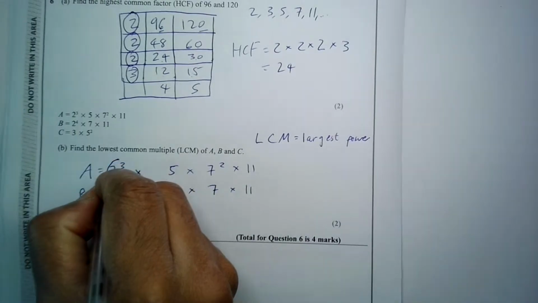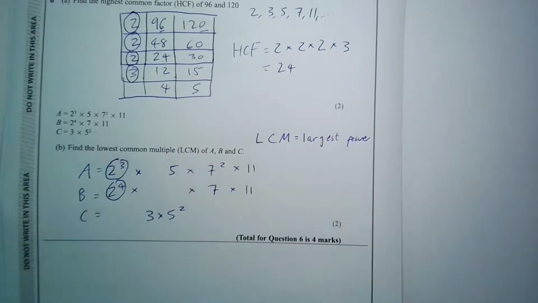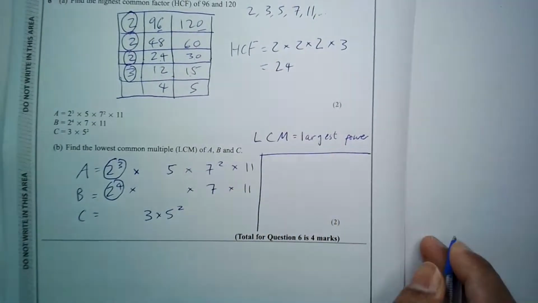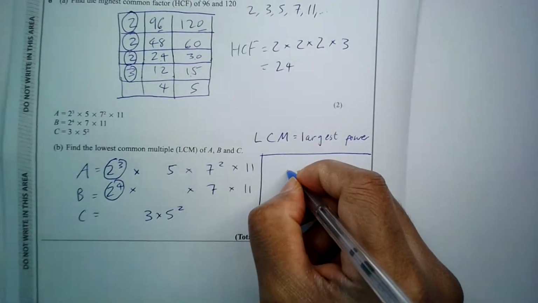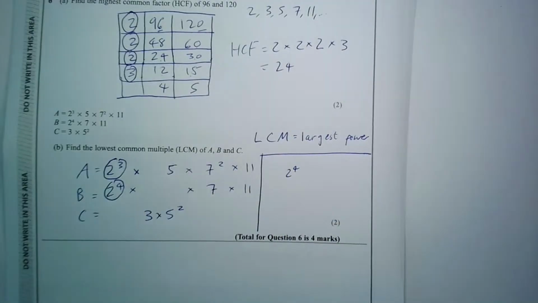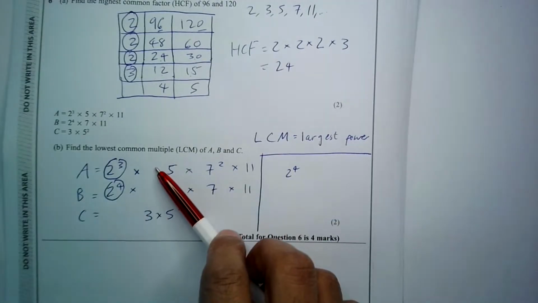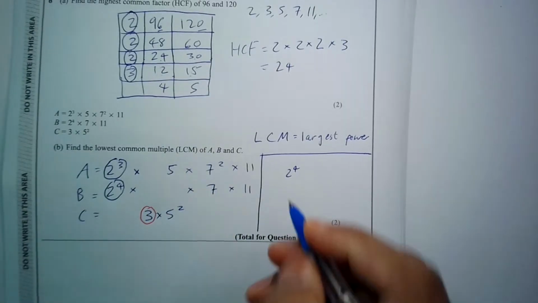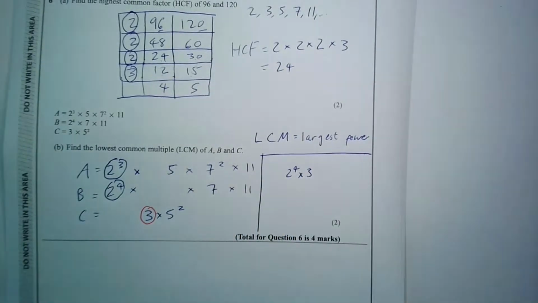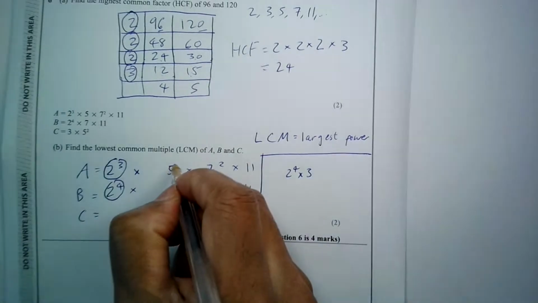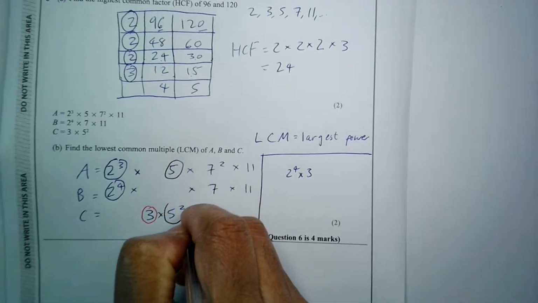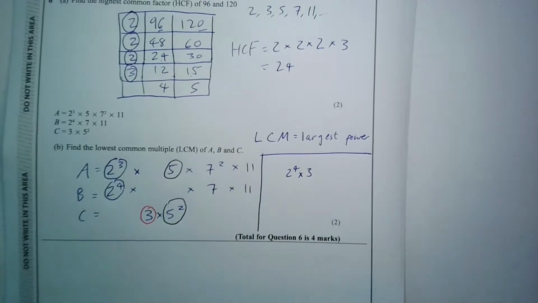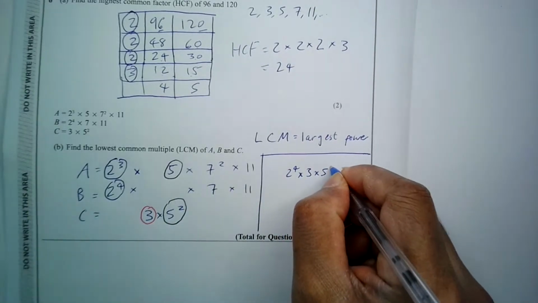So here I've got 2 to the power 3 and 2 to the power 4. Which one has the largest power? The largest power is 2 to the power 4. I now look at my next number. The next prime is 3. There's only one 3 here, so I'm going to write times 3. I'm going to look at my next number, 5 and 5 squared. Which one has the largest power? The largest power is 5 squared. I'm going to have 5 squared.